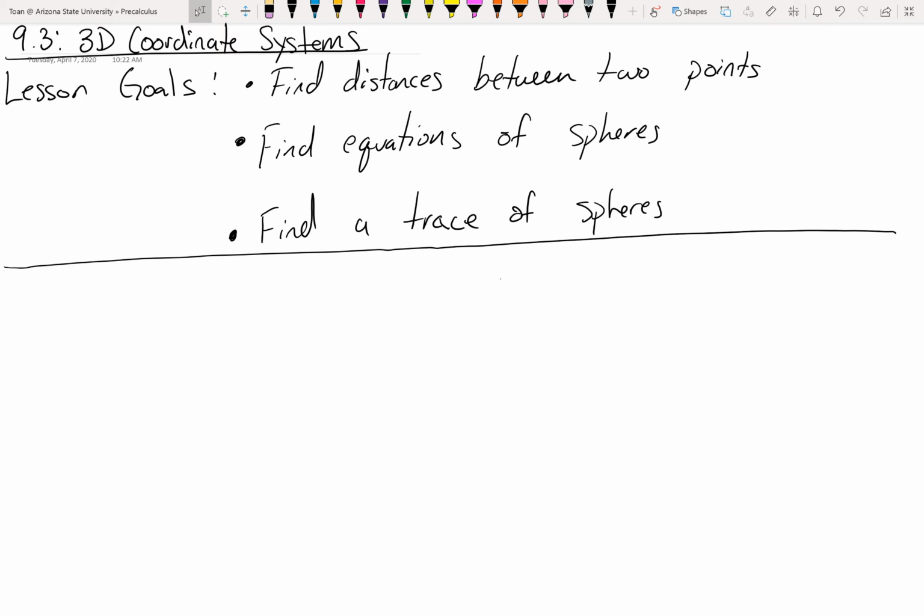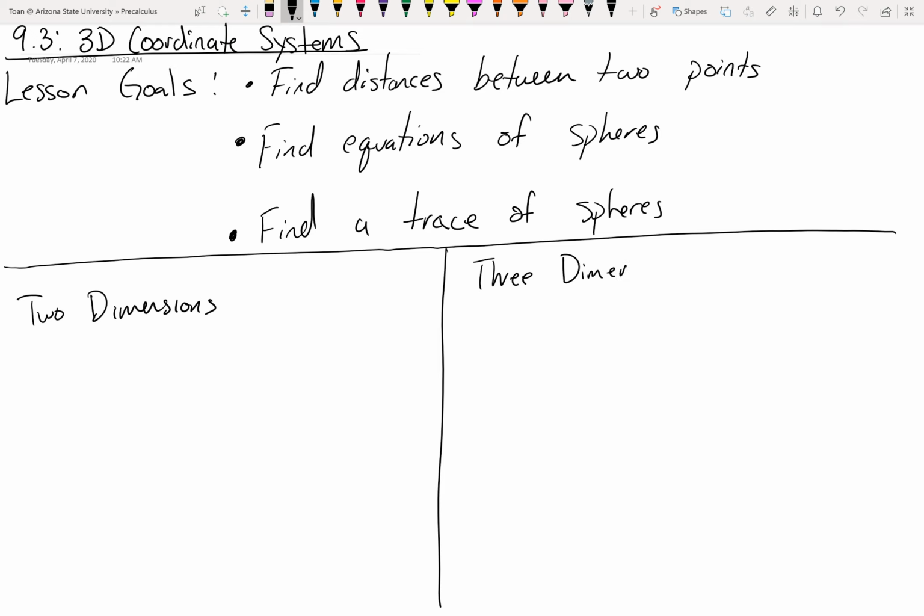So we'll make a two-column table, basically splitting the page in half. One half will be the two-dimensional system that you're more familiar with, and the other half will be the three-dimensional system, which we technically do not know. Two dimensions.